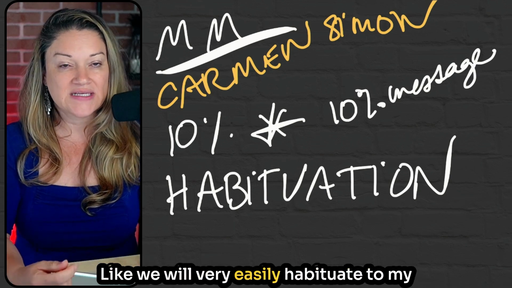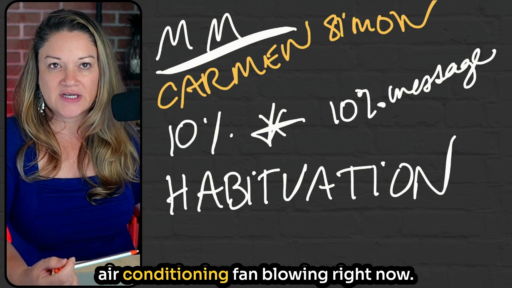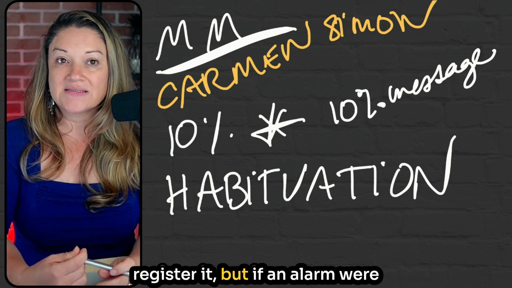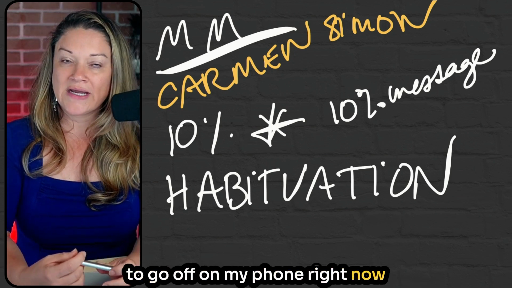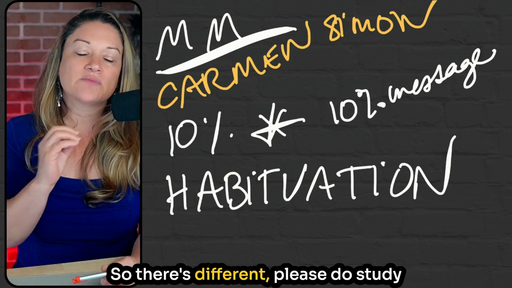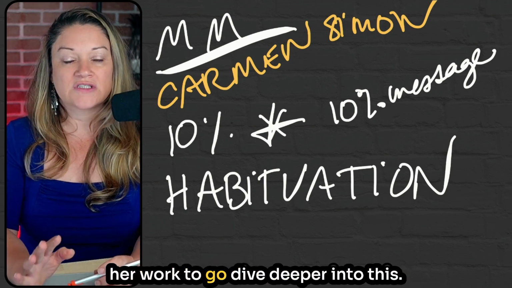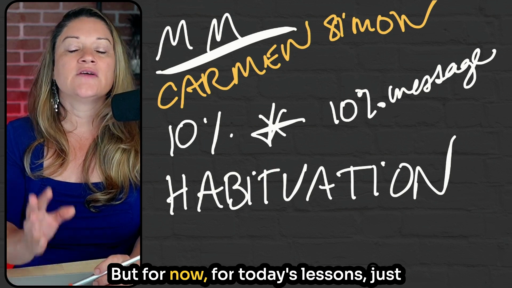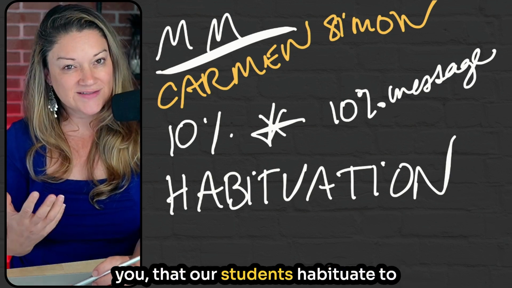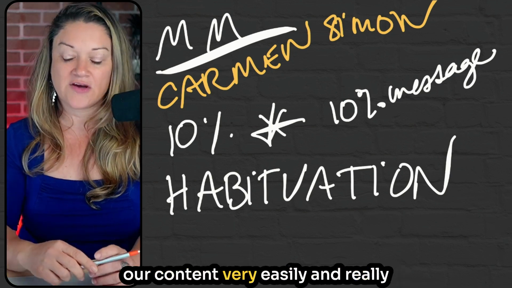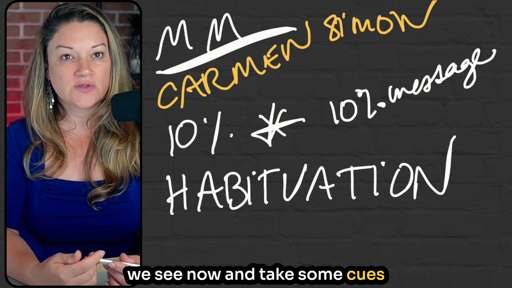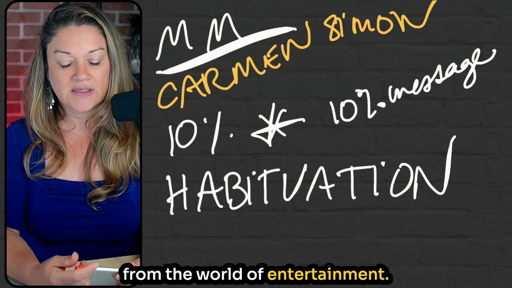Like we will very easily habituate to my air conditioning fan blowing right now. My mind doesn't even really register it. But if an alarm were to go off on my phone right now, that I am not habituated to, right? So there's different, please do study her work to go dive deeper into this. But for today's lessons, just making sure that this is sticking with you, that our students habituate to our content very easily. And really, we can look at these concepts and take some cues from the world of entertainment.